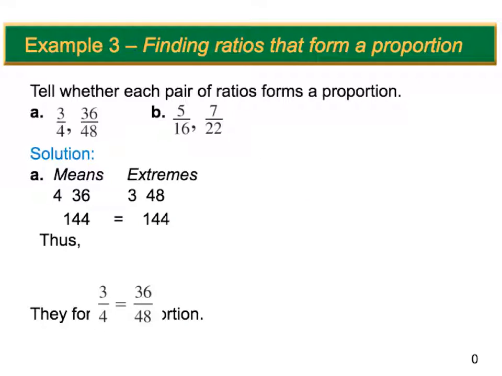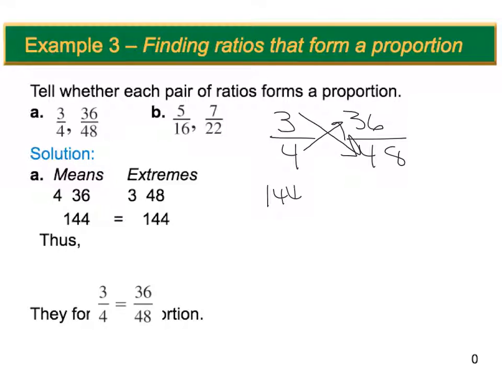So it says tell whether each pair of ratios forms a proportion. So you just take the two fractions and you take your calculator and you say 3 times 48 and 4 times 36. So if I take my calculator and I punch in 3 times 48, I get 144. And if I punch in 4 times 36, I get 144. So yes, this is a proportion. And that's all it's asking you, is it a proportion?